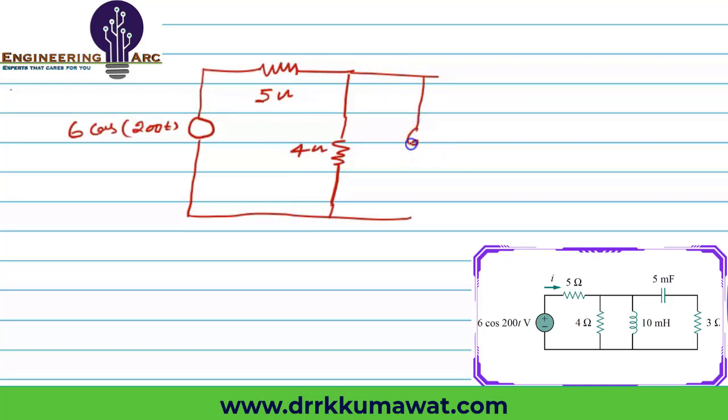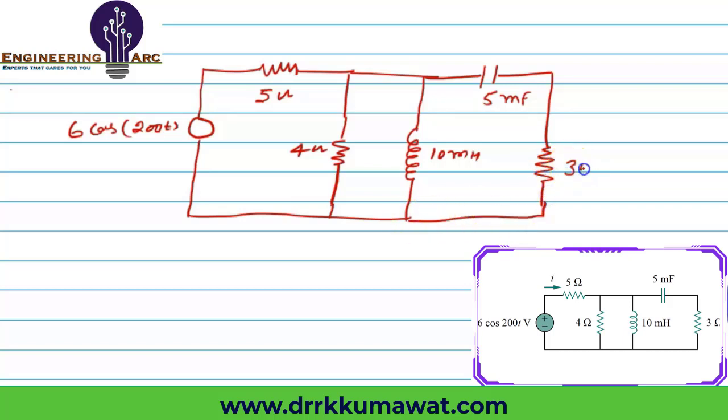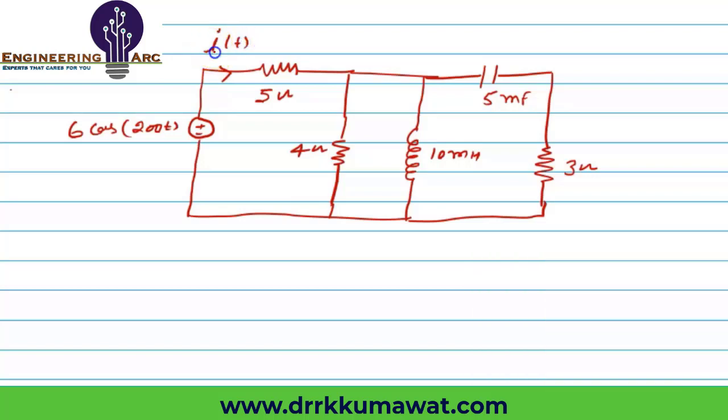an inductor (10 millihenry), and a capacitor of 5 millifarad, and a resistance of 3 ohm is connected in this way. And we have to find out the value of I of t, which is the total current in the following circuit.